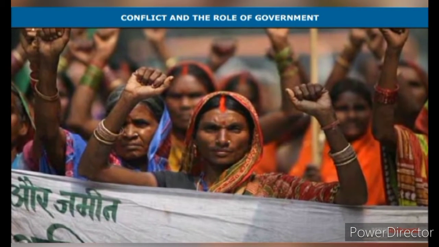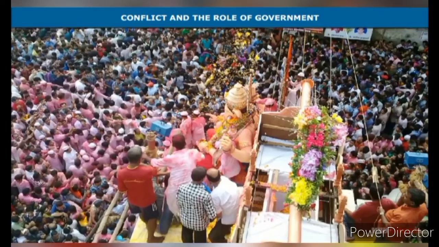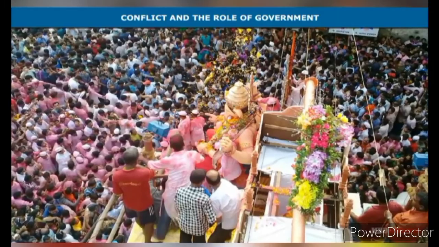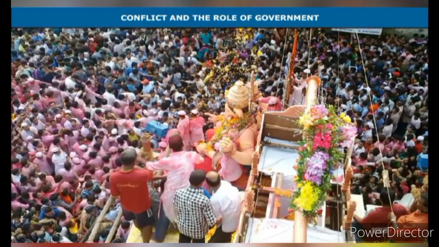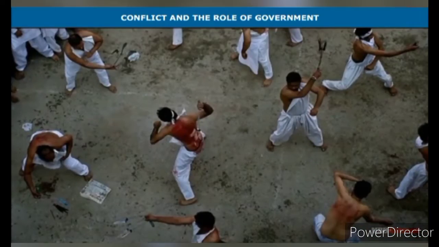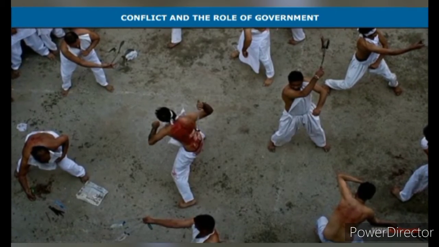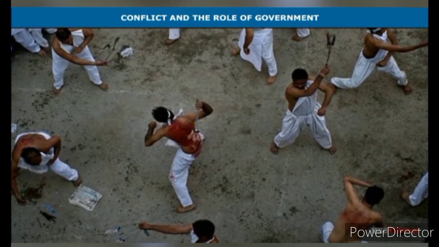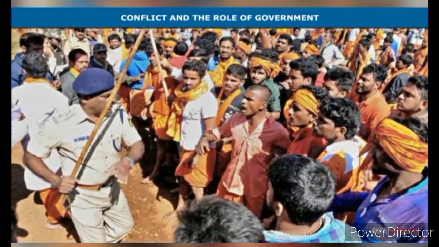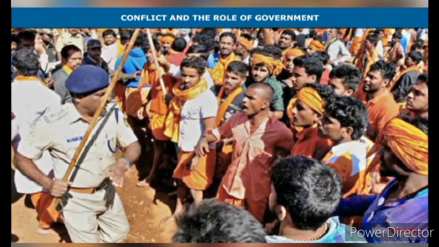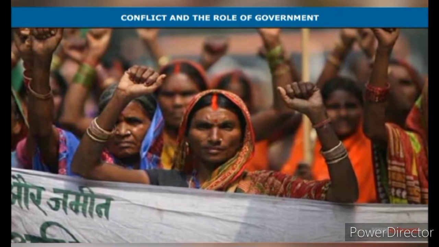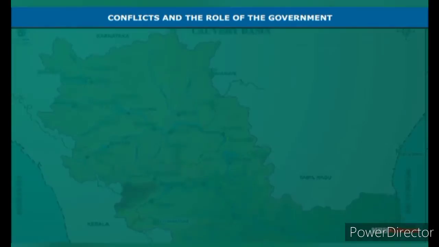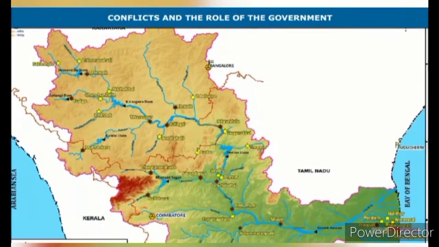Conflicts and the role of the government. Religious processions and celebrations can sometimes lead to conflicts. For instance, the route a procession takes may lead to a conflict. At times, there is fear that violence may erupt with people throwing stones or trying to disrupt the procession. The government, particularly the police, play a key role in getting representatives of concerned communities to meet and try and arrive at a solution.